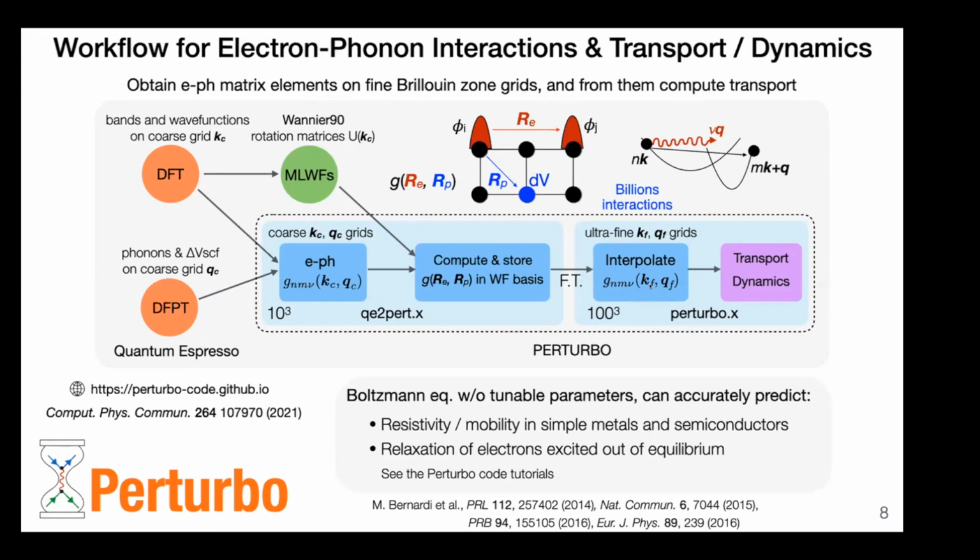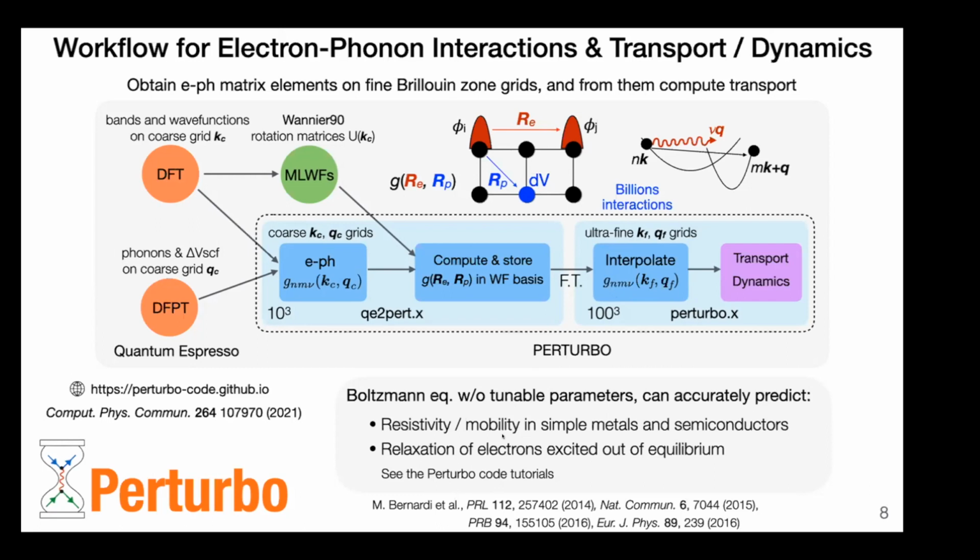Once we have these interactions on very fine grids, these are basically very large matrices. They have billions of entries. And one can use this large data set to compute transport and non-equilibrium dynamics. And so computing these matrix elements, interpolating them, handling them, and computing transport and dynamics, these are basically the tools that are carried out efficiently by Perturbo.